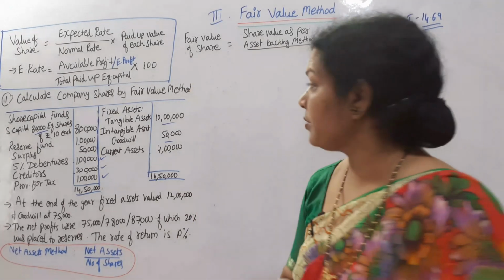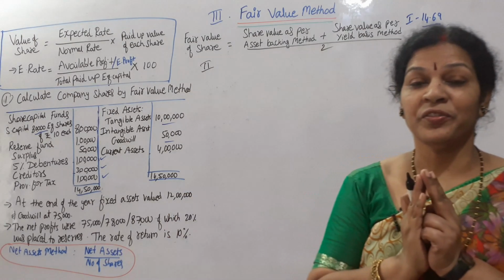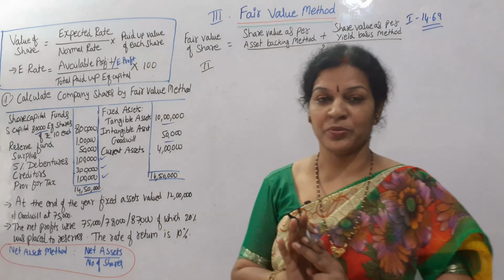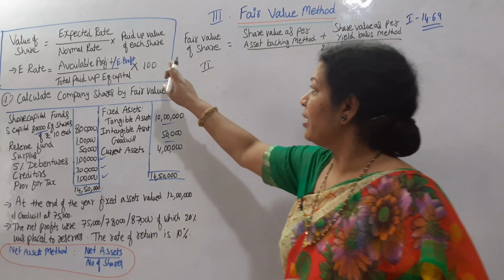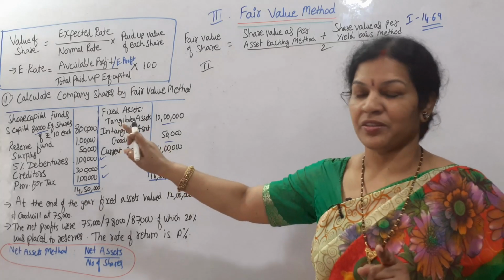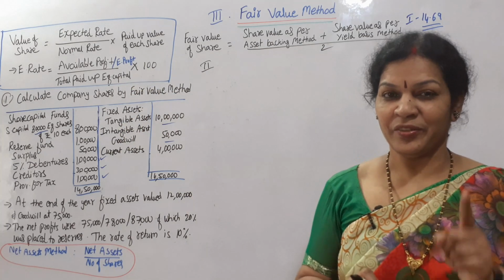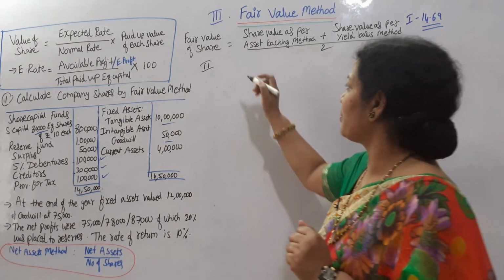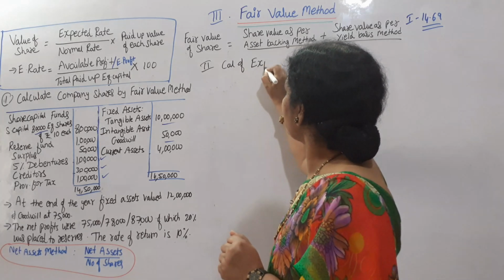Second method. What is important? The formula is expected rate by normal rate into paid up value of each share. First, what we need? Expected rate. For expected rate, we need expected profit. First step is calculation of expected profit.